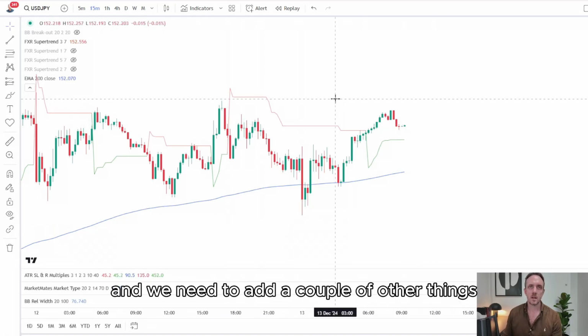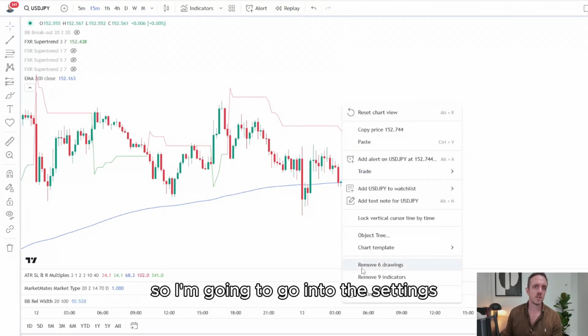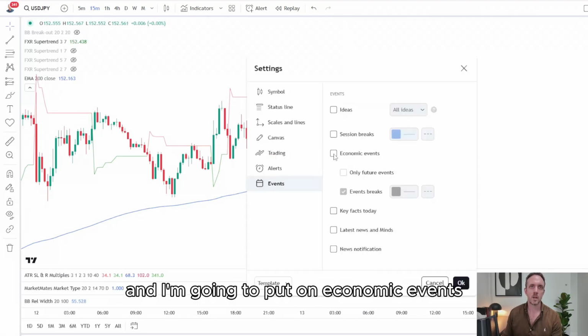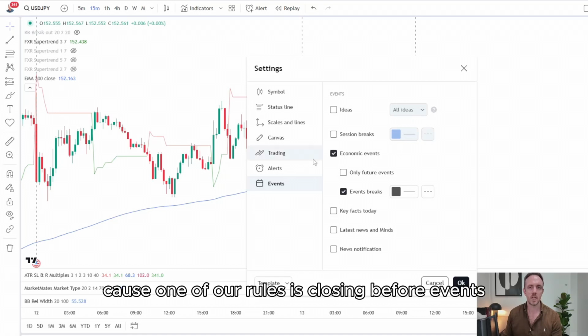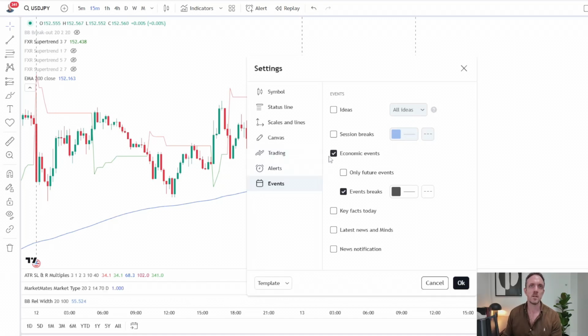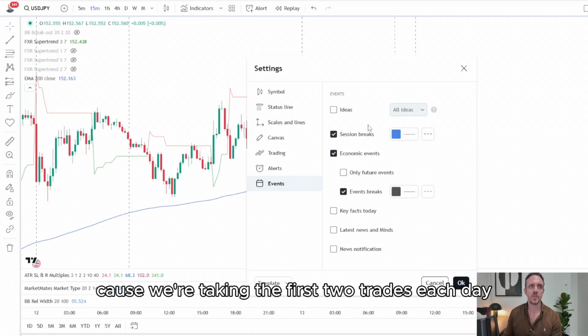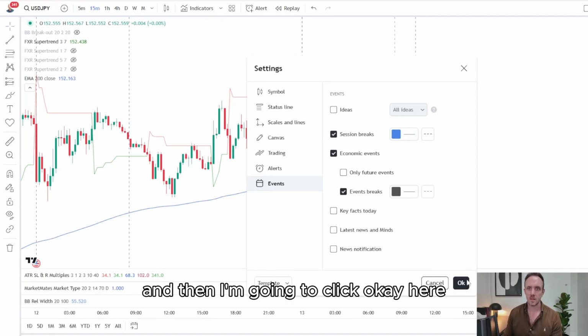And we need to add a couple of other things. So I'm going to go into the settings, and I'm going to put on economic events, because one of our rules is closing before events. And I'm going to put on session breaks, because we're taking the first 2 trades each day. And then I'm going to click OK here.